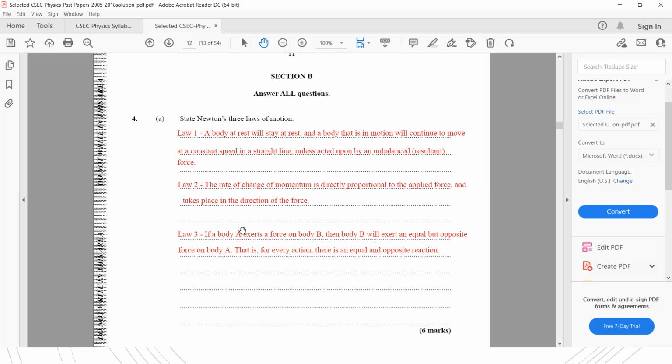Law 3 tells us that forces do not occur singly, but in pairs. So if a force is applied on an object by a body, the second body will exert an equal force on the first body, but in the opposite direction. So equal magnitude, but opposite in direction.